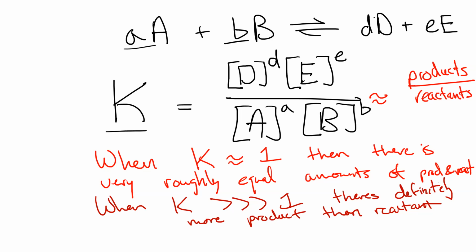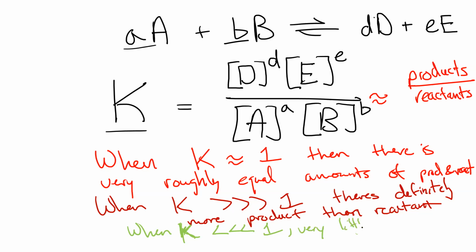Does that make sense? And finally, when K is much smaller than 1, that doesn't mean negative. That just means a decimal value. Smaller than 1 still means positive. There's no such thing as a negative K. But much smaller than 1 means 0.0001, so you're taking something like a value of 1 and dividing it by 1,000.